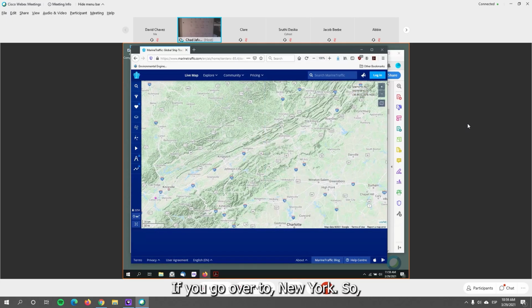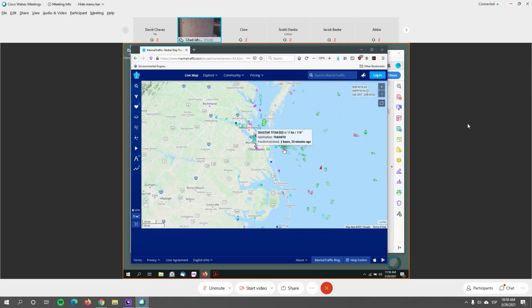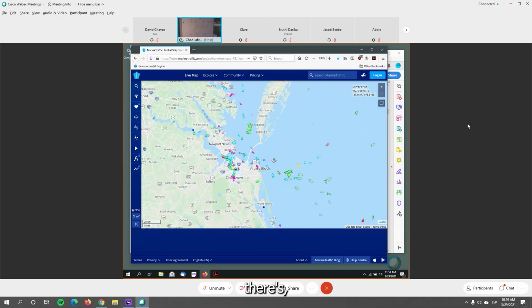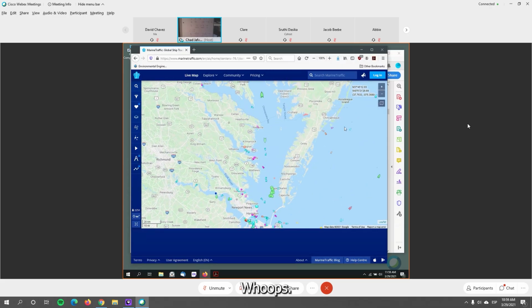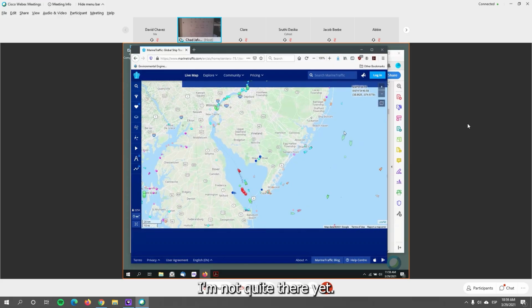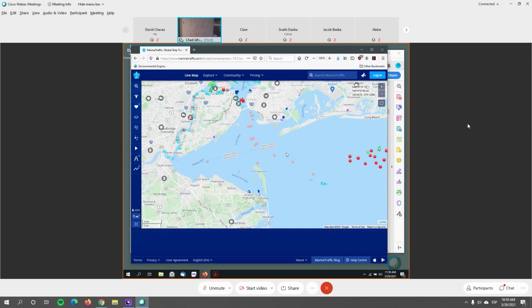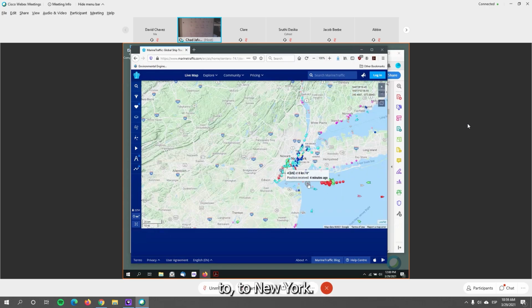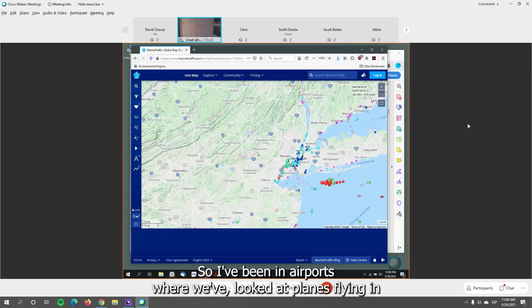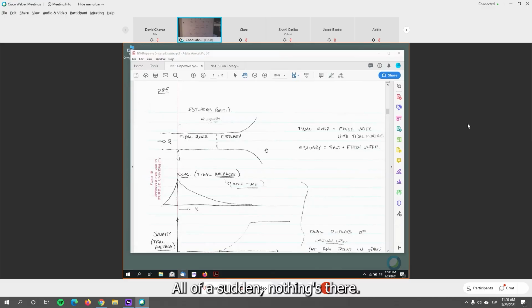If you go over to New York, though, here's, whoops. I'm not quite there yet. Here's New York City and boats going to New York. So anyway, marinetraffic.com. There's also web pages like this that do air traffic. So I've been in airports where we've looked at planes flying in, and once an airport closes down, the skies go crazy, like all of a sudden nothing's there.